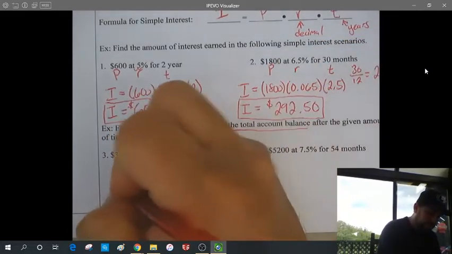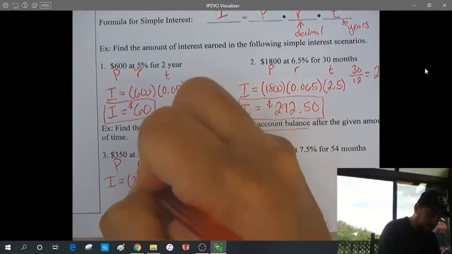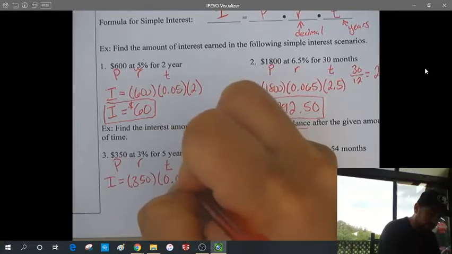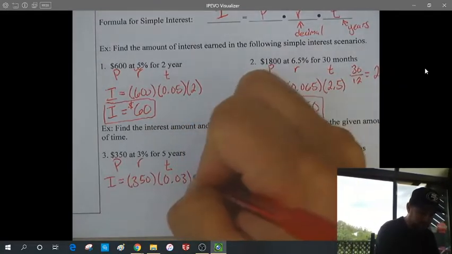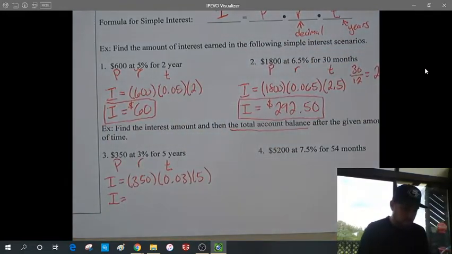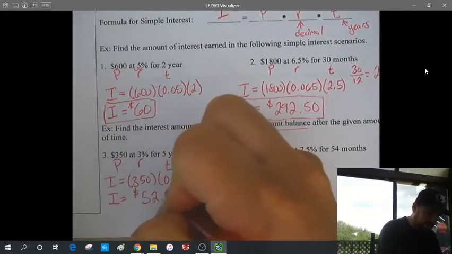So interest is equal to 350 times my percentage of 3%, but that's 0.03 as a decimal, times 5. 350 times 0.03 times 5, and we get an interest amount of 52.5.